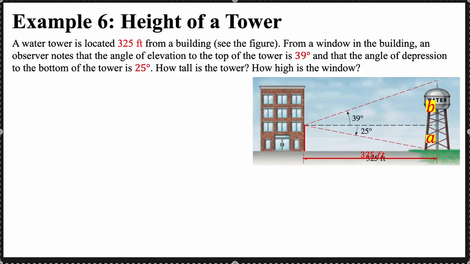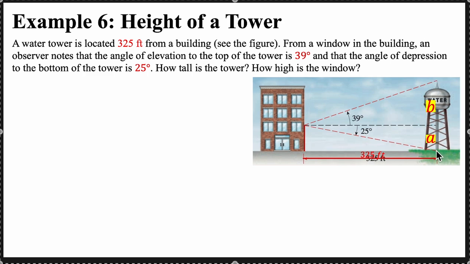Okay, a water tower is located 325 feet from the building. So the distance from here to here is 325 feet. From a window in the building, an observer notes that the angle of elevation to the top of the tower is 39. So from here to here, the angle that is formed from this horizontal line to the line of sight is 39 degrees. And the angle of depression to the bottom of the tower is 25. So from the window here to the bottom of the tower makes a 25 degree. How tall is the tower?